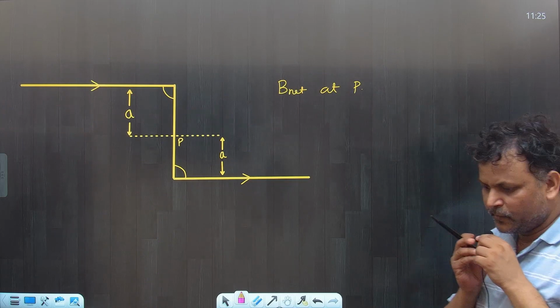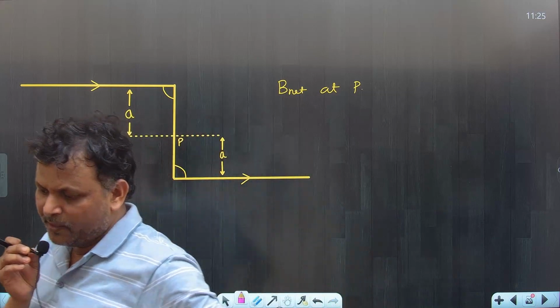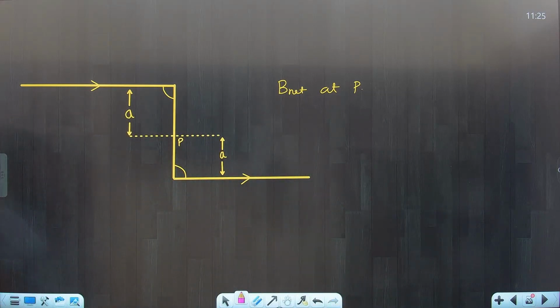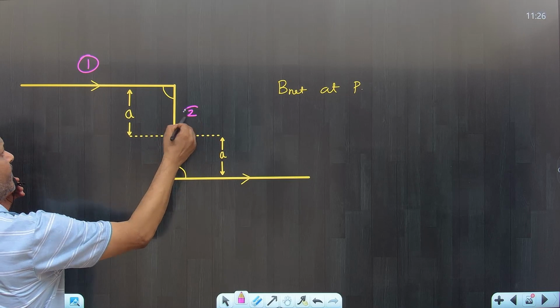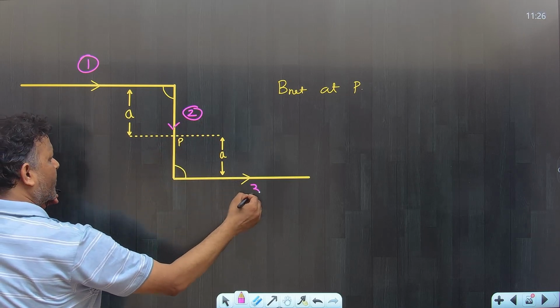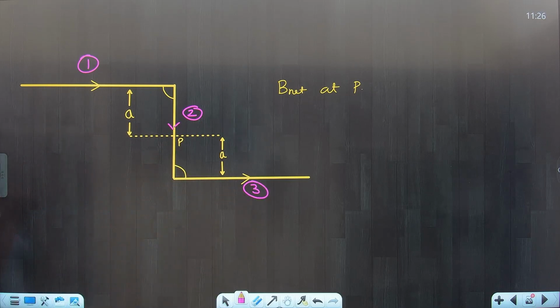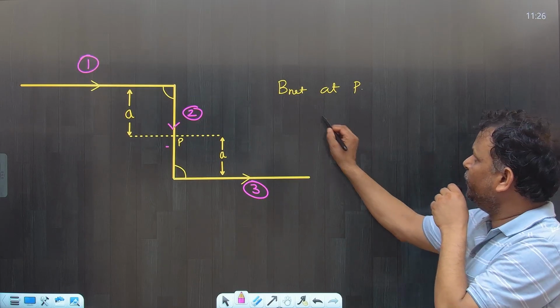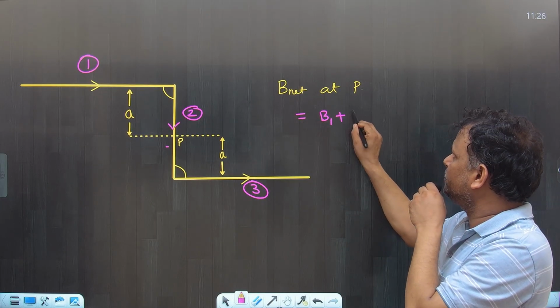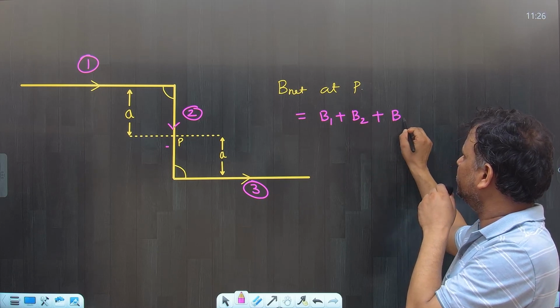Now we will discuss some numericals. We will practice some problems. So here is a straight conductor. It is a wire which is bent like this. This wire has 3 parts. First part is here, second part is here, current I is flowing through this, third part is here. You have to find the magnetic field at point P. So you will write that magnetic field at point P will be equal to B1 plus B2 plus B3.